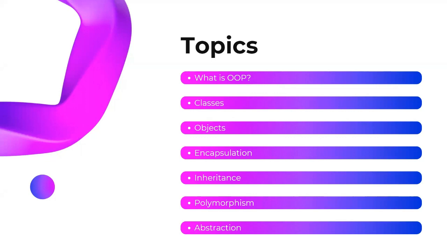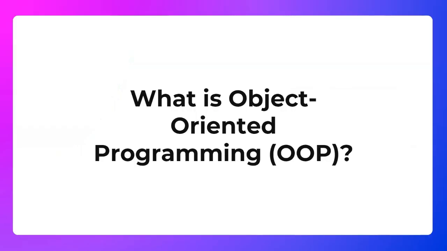So the topics covered here, of course, is what is OOP, and then classes, and then objects, of course. Then we have the principles of object-oriented programming, which are encapsulation, inheritance, polymorphism, and abstraction. So let's start with what is object-oriented programming, or simply OOP.